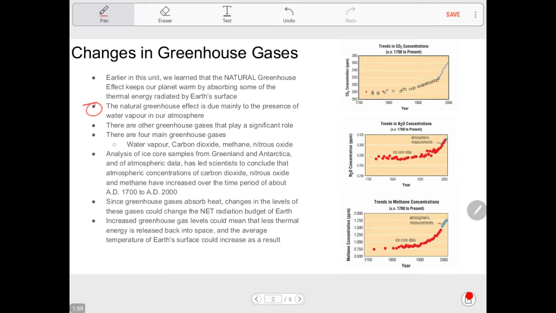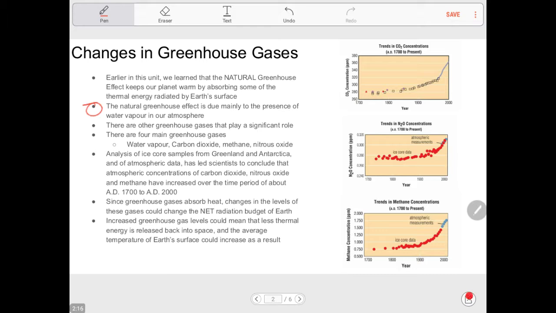You might also recall the net radiation budget. So just again, the natural greenhouse effect is good. It helps keep the temperature, or the amount of energy, on planet Earth balanced. Now, I'll keep going here.